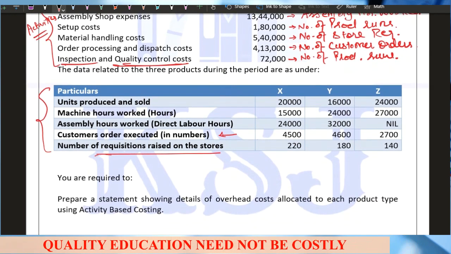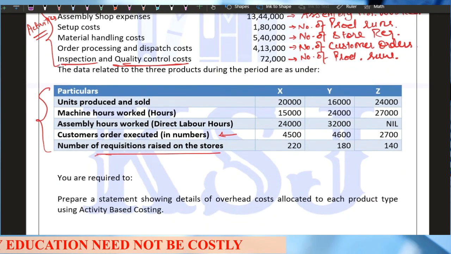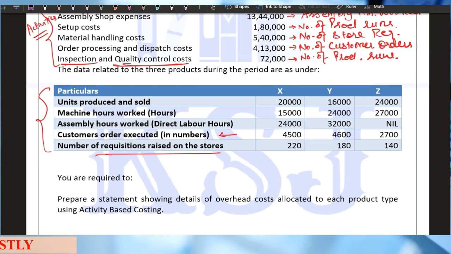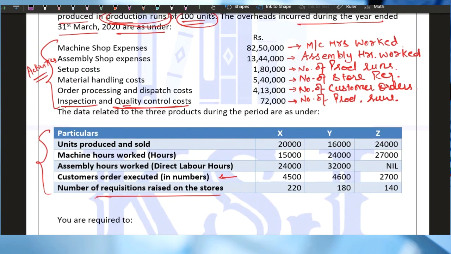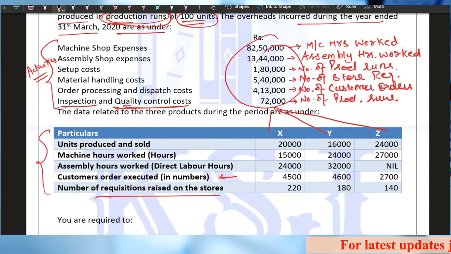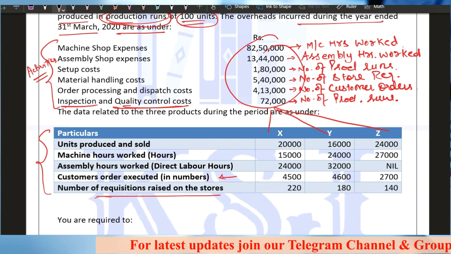Now it says you are required to prepare a statement showing the details of overhead cost allocated to each type of product using activity based costing. That means whatever this cost is, it is to be allocated between X, Y and Z on the basis of ABC. Clear? Any doubts in this thing?